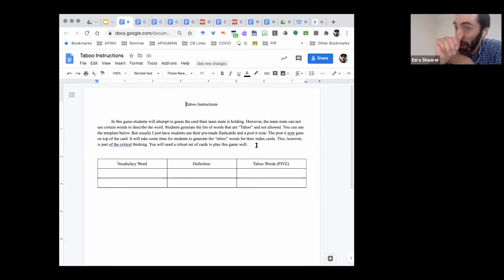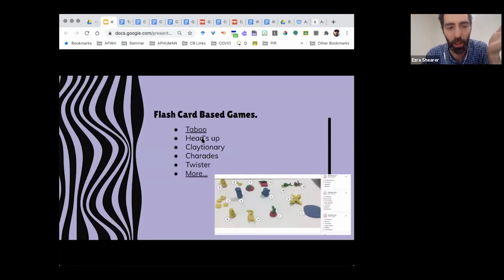So then the second piece is actually thinking about the 5 words that are going to be the taboo words for the term itself. Because those 5 words, you're now thinking about the 5 words most closely associated with it. So it activates things on 2 different levels. So Taboo is a great game.